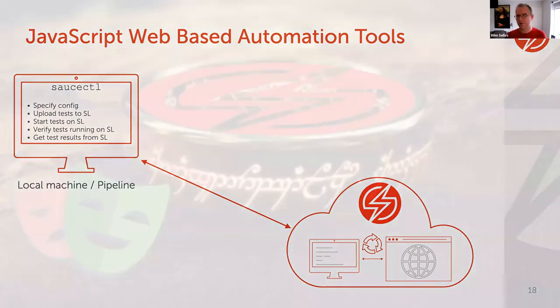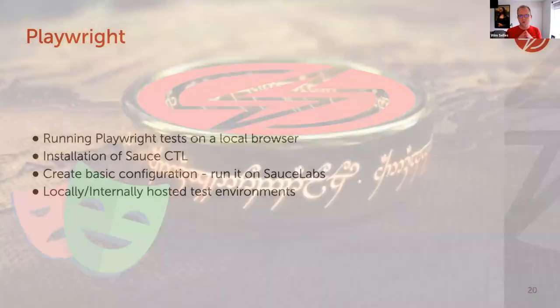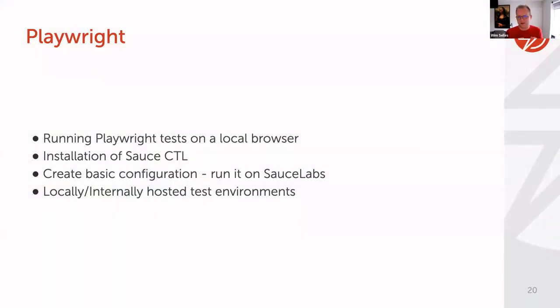So let's take a look at Playwright. And let's start with a very simple example. We want to start by running Playwright just as a developer, as a QA engineer. You have a set running on your local machine. What do you need to do to make this run on SauceLabs? Then we will also look into the installation. We create some basic configuration and then run it on SauceLabs. And also we're going to look into how you can use SauceCTL and run your test cases in SauceLabs, even if you need to use internal websites. Is that also possible? Websites that are behind a firewall? Yes, it is. So we will show that later on. So let's start with this.